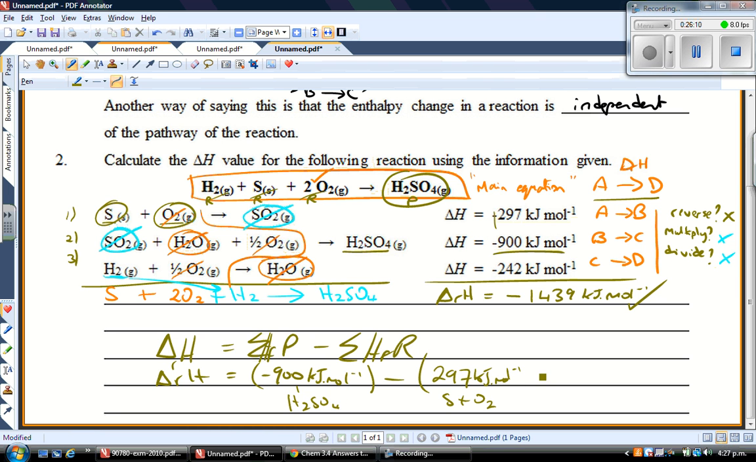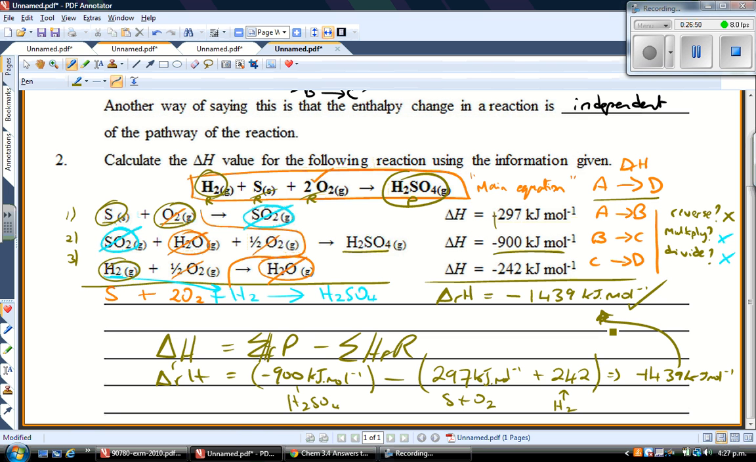And then the only other reactant that we need from the main equation is the hydrogen, which can be taken from this equation here. So you reverse the sign on that, and you have plus 242 kilojoules per mole. So that's the enthalpy for the formation of hydrogen. And if you add all those numbers together, you get your enthalpy for the reaction, which is minus 1439 kilojoules per mole, which matches up to give you the same answer using Hess's law.